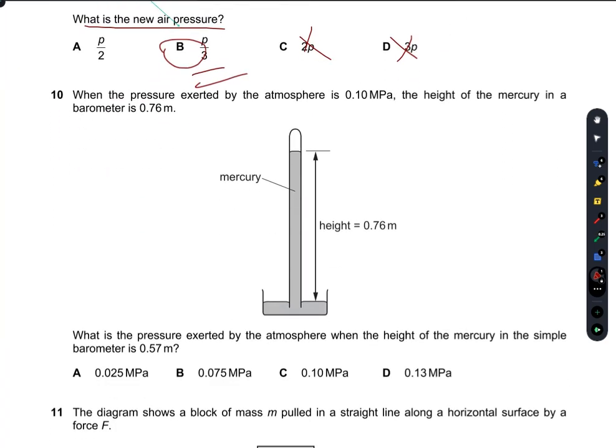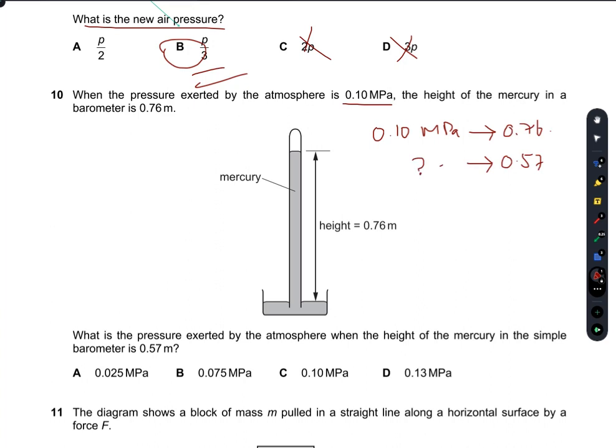When the pressure exerted by the atmosphere is 0.10 megapascal and the height of the mercury in a barometer is 0.76 meters, what is the pressure exerted by the atmosphere when the height of the mercury in a simple barometer is 0.57 meter? So when the pressure of atmosphere is 0.10 megapascal, the height of the column is 0.76. So when the height reaches 0.57, what will be the pressure in megapascal?